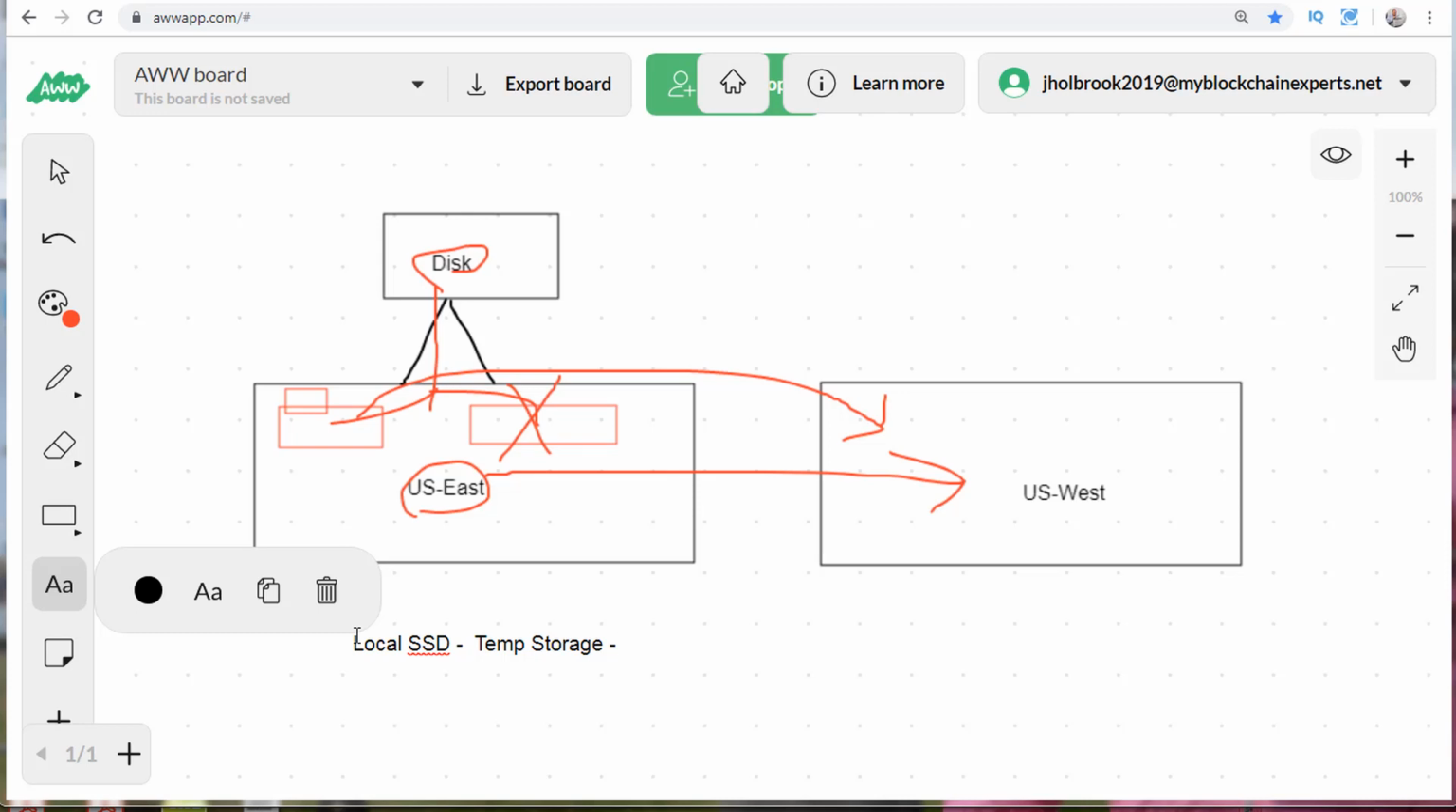If we do, for some reason, want to preserve the local SSD data, then what we want to do is replicate it to the persistent disk. It doesn't have to be the persistent disk. It could also be another durable storage option. Now, again, we want to consider a lot of different scenarios.